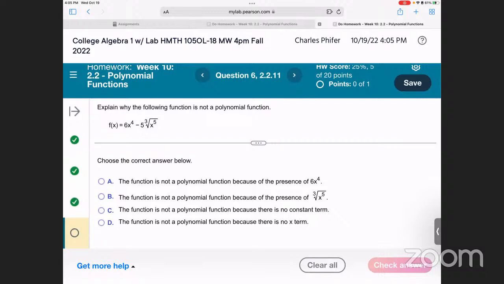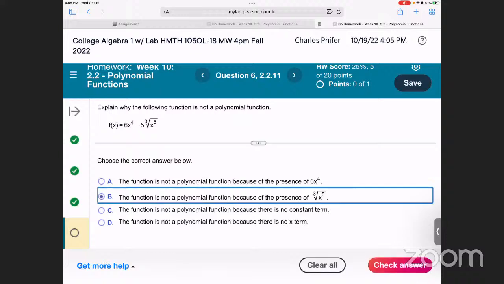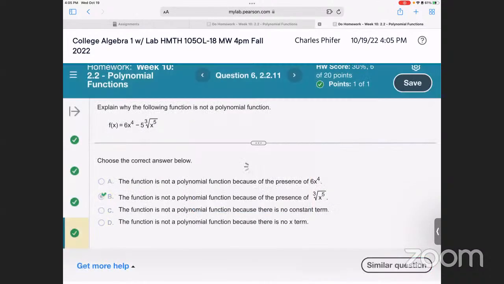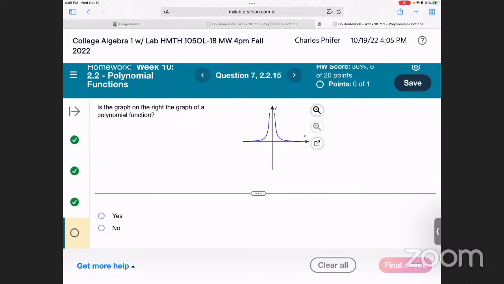This one's not a polynomial because of that cube root x to the 5th. All right, that's the same as x to the power of 5/3. So the powers have to be non-negative integer exponents.